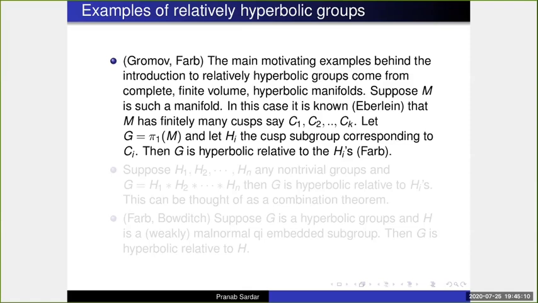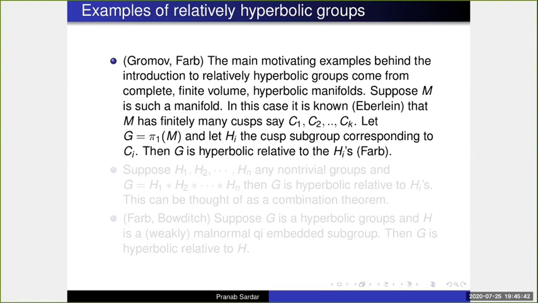But the original motivation behind defining relatively hyperbolic groups, so it was defined by Gromov, came from the following example. If you take a finite volume complete hyperbolic manifold, or pinched negatively curved manifold, even Einstein manifolds, in this case one can show that there are finitely many cusps. This is a result of Eberlein. And let us call the cusps C1, C2, up to CK, finitely many cusps.